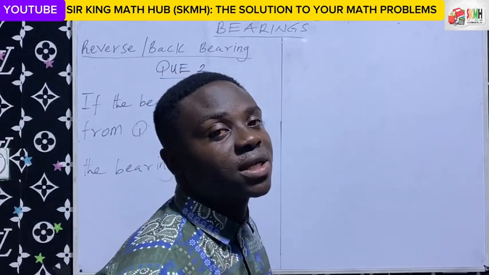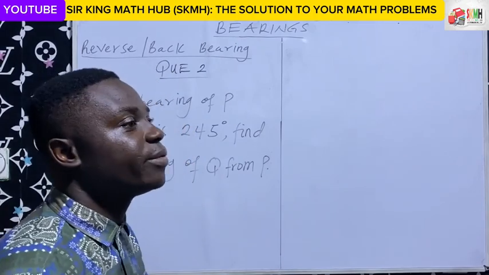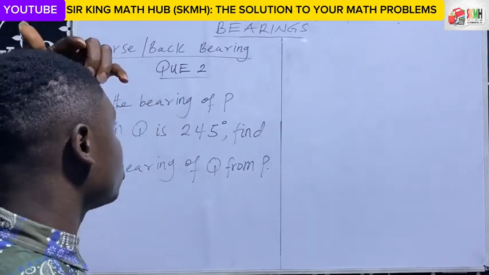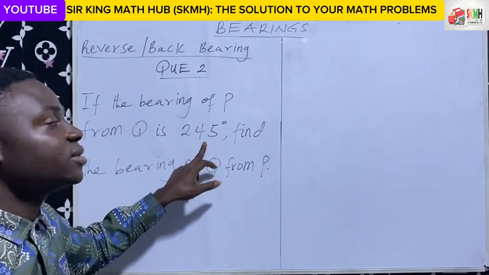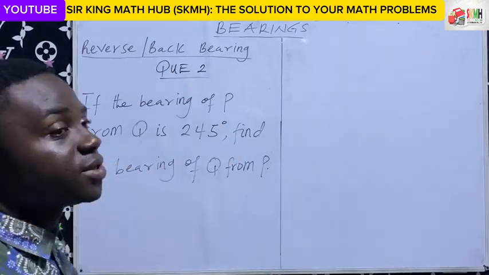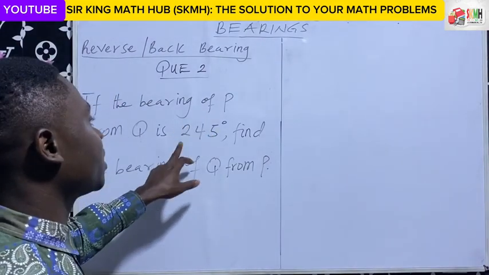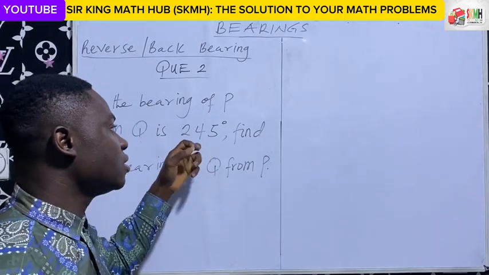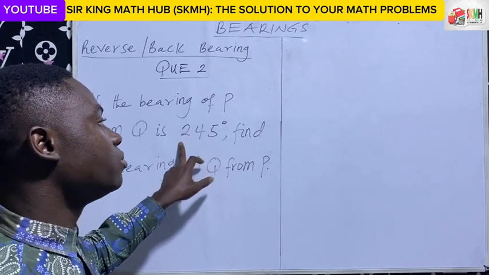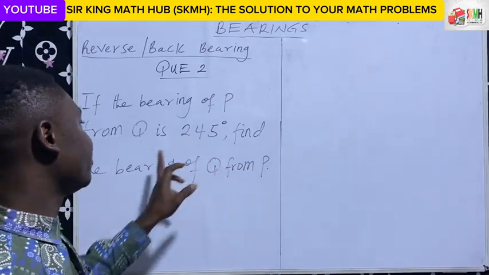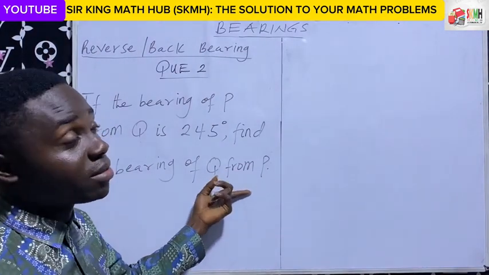The solution to your math problems, still on bearings, specifically under reverse or back bearing. Question 2. If the bearing of P from Q is 245 degrees, we have to find the bearing of Q from P. So clearly, we've been given the bearing of P from Q as 245 degrees. You can see that this is a three-figure bearing, or a true bearing, and we have to find the bearing of Q from P. Meaning that we have to find the back bearing.